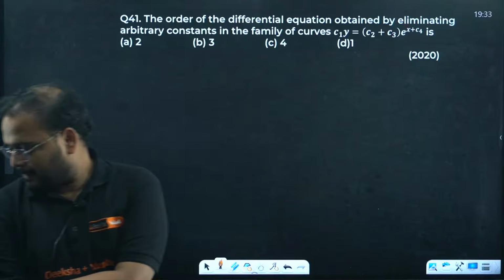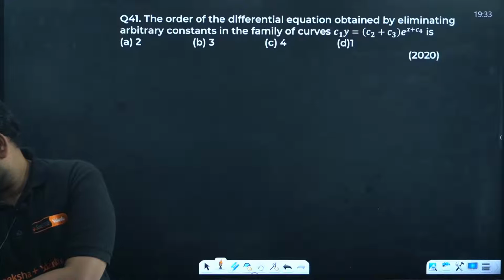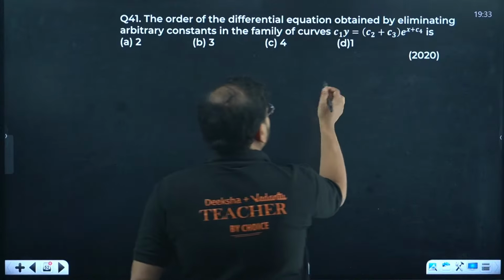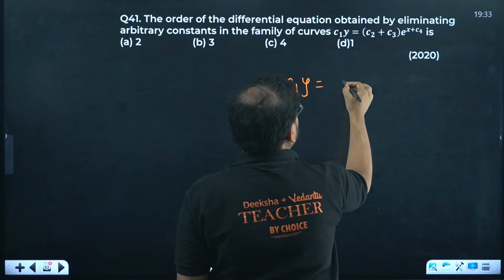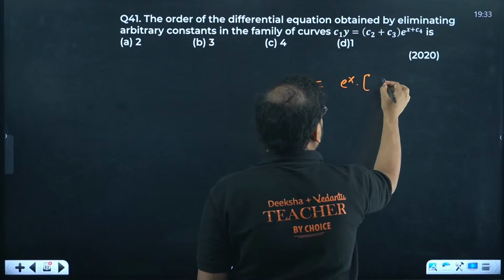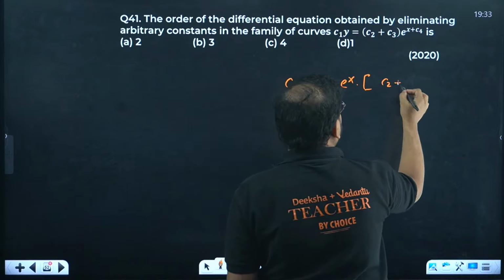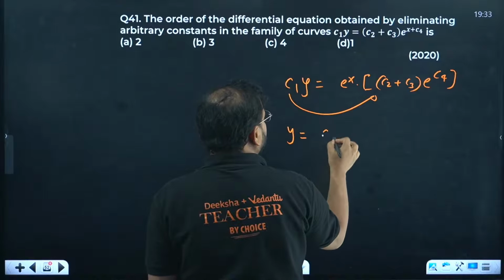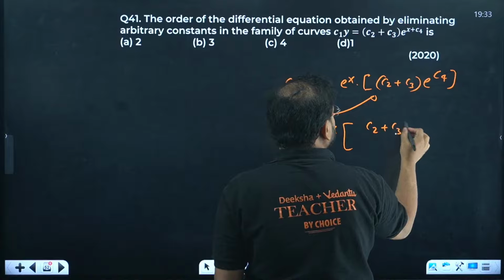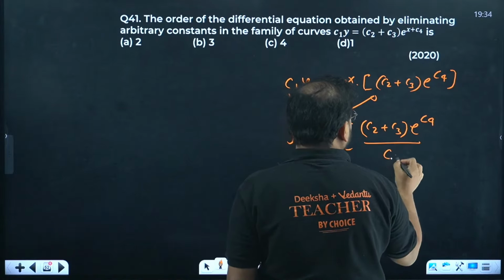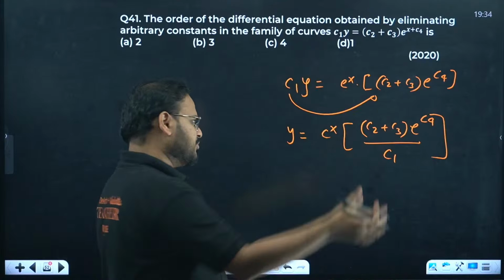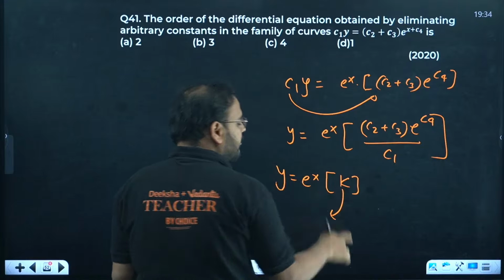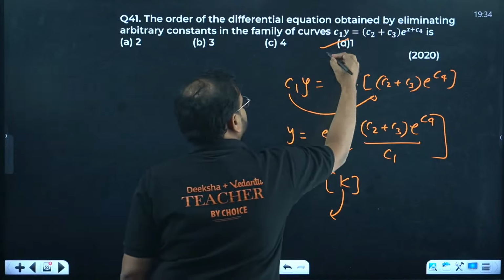41. Similar question, no trouble over here. So c1 y, write this again as the same thing. We take e power x outside, so we have c2 plus c3 times e power c4, and bring the c1 to this side. So basically y equals e power x times c2 plus c3 e power c4, divided by c1. Everything inside the bracket is a constant. Of course you could simplify this, but we are not supposed to solve it. This will be some constant k. We have only one constant, which means the order will be only one. D is the right answer.